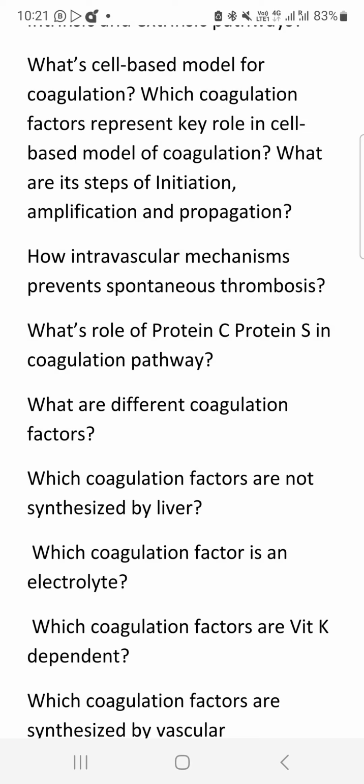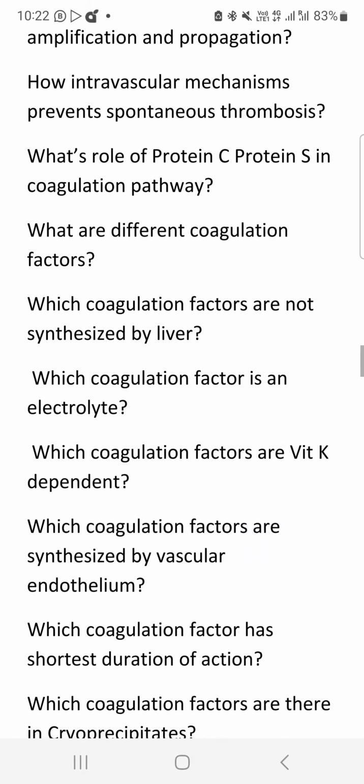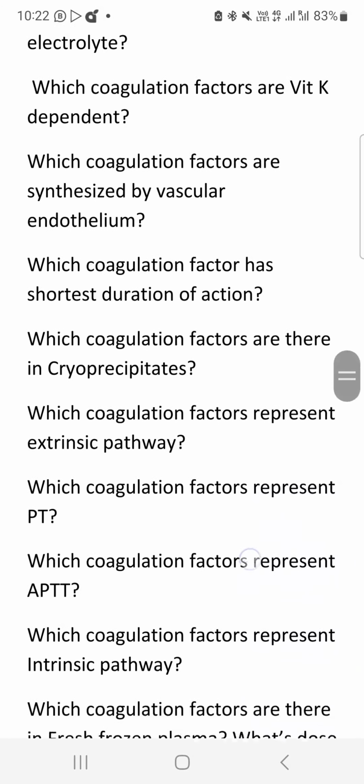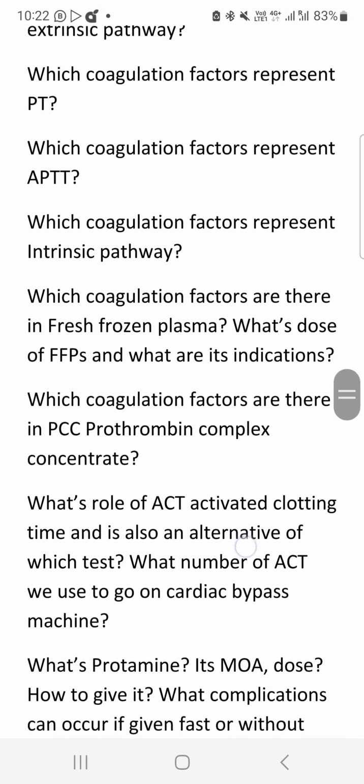Yes, in some basic sciences exams, and even in the long case, they can ask you about the coagulation pathway. They can ask you about extrinsic, intrinsic, and then the relatively different alternative theory of coagulation, that is cell-based initiation, amplification, and propagation, in which the role of factor 7 is very important. So these are the questions which I have just prepared, and you can find the answers.